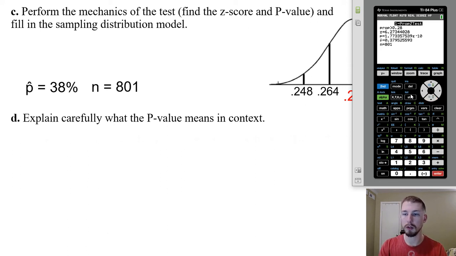This will give you your z-score, which is 6.227 standard deviations above the mean, which is very unusual, because it's beyond 2 standard deviations, right? But not just looking at it as being unusual, we need to look at the p-value. Our p-value is 1.77 times 10 to the negative 10 power, which means there's 9 zeros in front of that.